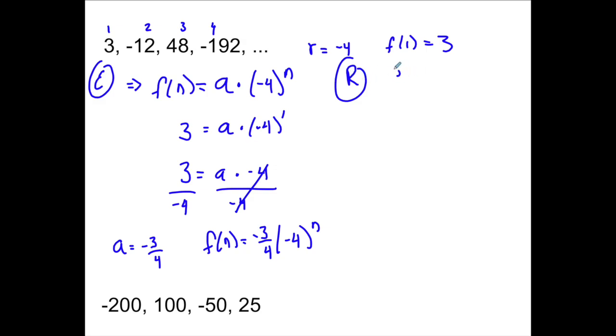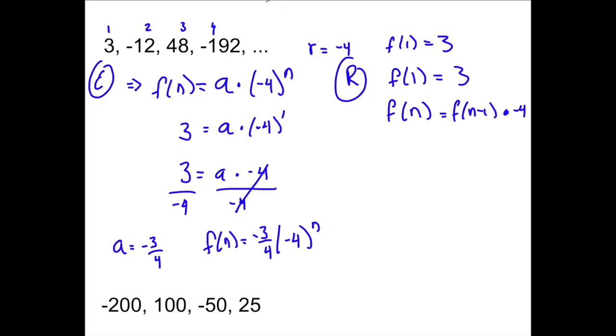So, recursive. First, we say the first term, and then, so the sequence begins at 3. The first term is 3. Every other term is the term right before it times negative 4.